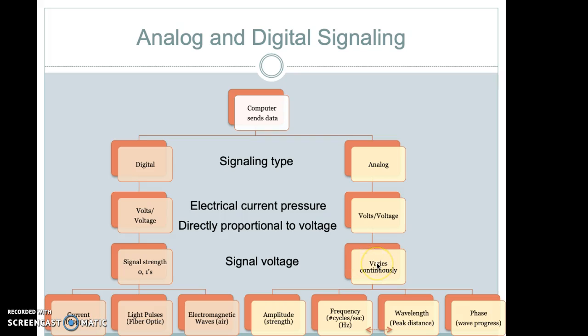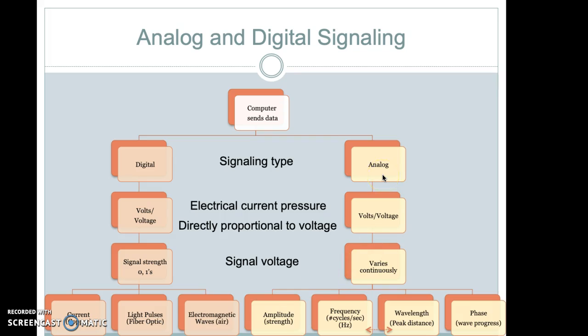On analog, and I'll show you an analog wave, it varies. It's up and down and all around, whereas a digital signal is zeros and ones. We use these for different reasons. Let's start with the simpler one, which is digital. We use this over copper. We can use it over fiber optic as light pulses, and we can use it over electromagnetic waves in the air. So zeros and ones, and that's digital data.